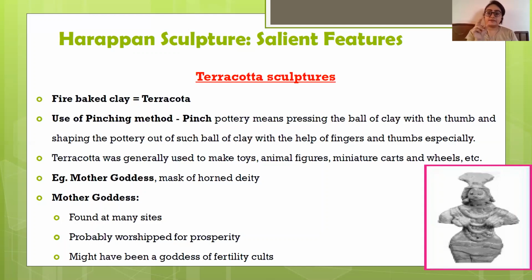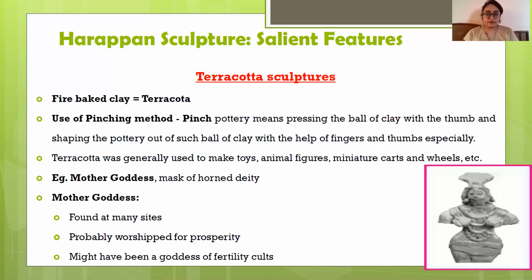So the soft clay which is used to make sculptures with your thumbs and fingers. Okay, you mold the clay with your thumbs and fingers. This is called pinch pottery, where you use your thumbs. So pinch pottery or the pinching method is used in the terracotta sculptures of Indus Valley civilization.